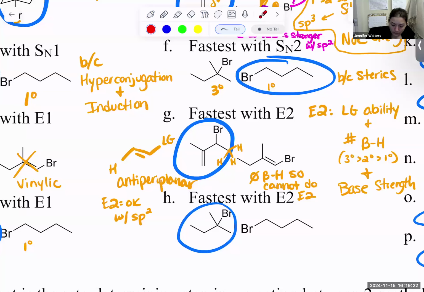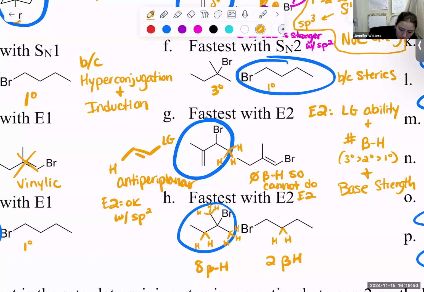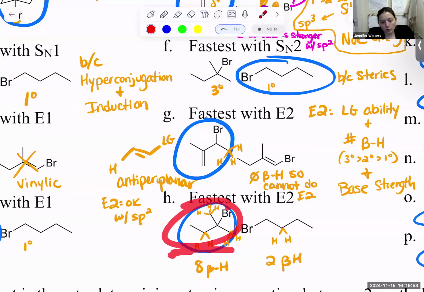For 1H, looking at the fastest with E2, for this one, again, we have the same leaving group. We're not doing a base. We're looking at our electrophiles, so we're looking at the substitution pattern. And we see here that I have 1, 2, 3, 4, 5, 6, 7, 8 beta hydrogens. Here, I just have 2 beta hydrogens. So the one with 8 is going to be the one that's faster.